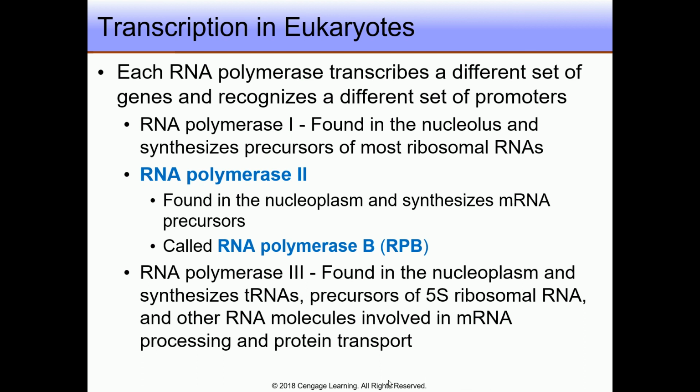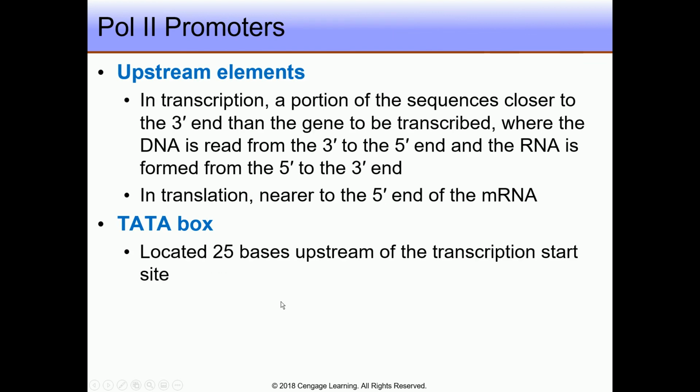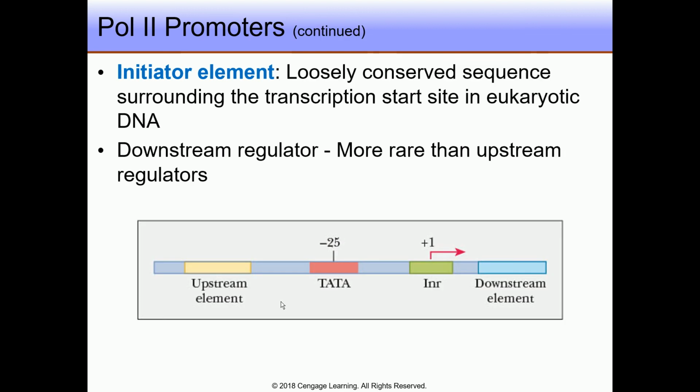And another important difference basically is the RNA polymerase. There are three different kinds of RNA polymerase in eukaryotes which are involved. RNA polymerase 1 is basically involved in the formation of rRNA. RNA polymerase 2 is involved in the formation of mRNA, and RNA polymerase 3 is involved in the formation of transfer RNA.